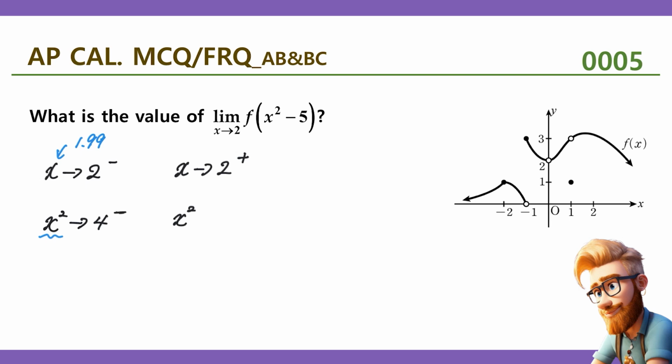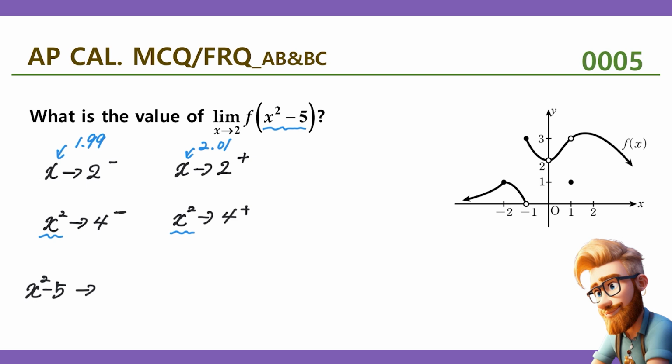Then x squared approaches 4 from the right hand side, right? If x is, let's say, 2.01, then x squared would be a little greater than 4, right? Because 2 squared is 4. So here we have x squared minus 5, right? So x squared minus 5 approaches 2.